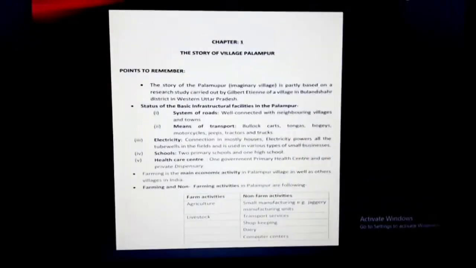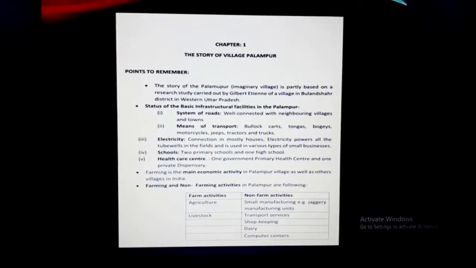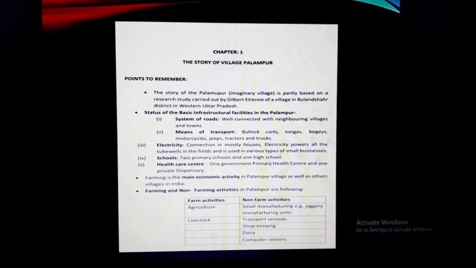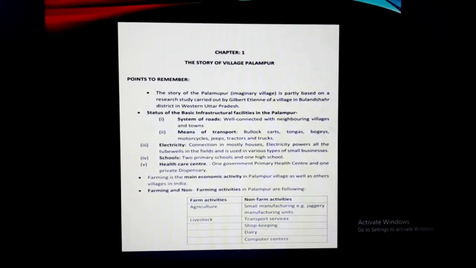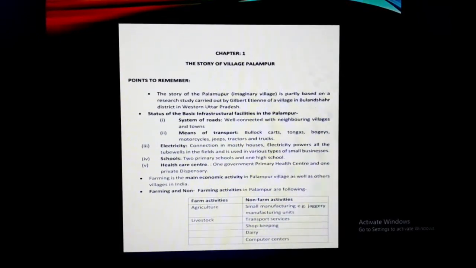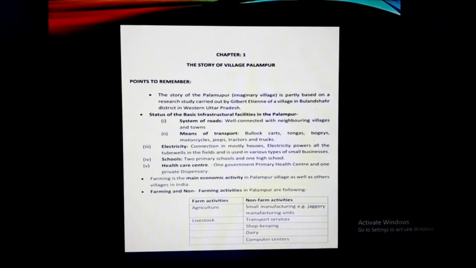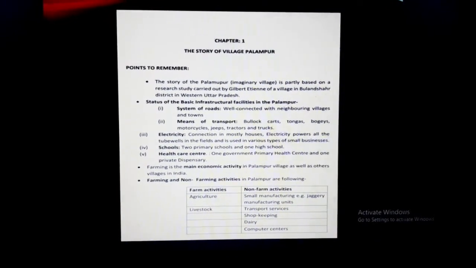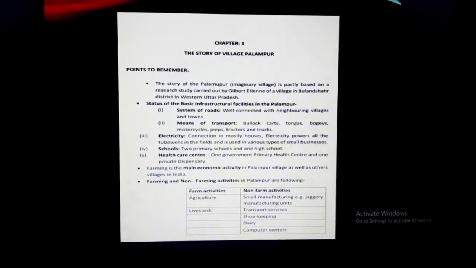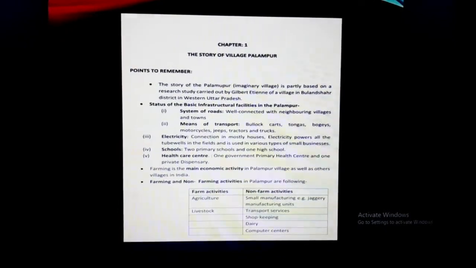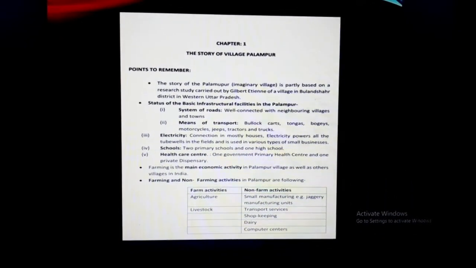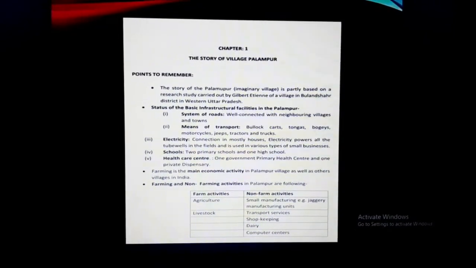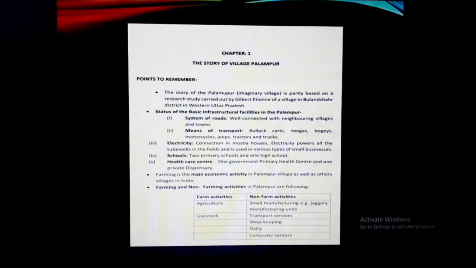Palampur is an imaginary village, hypothetically known, partly based on a research study carried out by Gilbert Etienne of a village in Bulandshahr district in western Uttar Pradesh. Status of the basic infrastructural facilities in Palampur: first was a system of roads well connected with neighboring villages and towns, that is Raiganj and Shahpur.